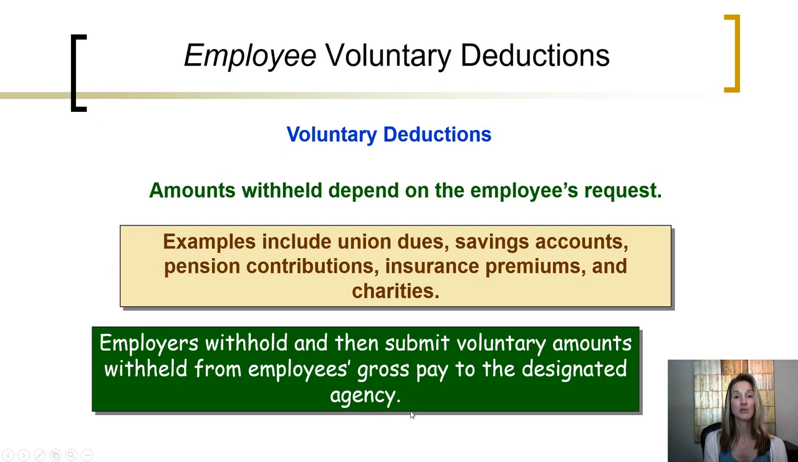In addition to those required tax withholdings, employees can also request employers to withhold amounts to pay for other voluntary deductions. Those amounts withheld depend on each employee's request. Examples would include dues for unions, savings accounts, pension contributions, insurance premiums, and charities. The amounts withheld by employers are then submitted to the appropriate agency for which the designated deduction was made.